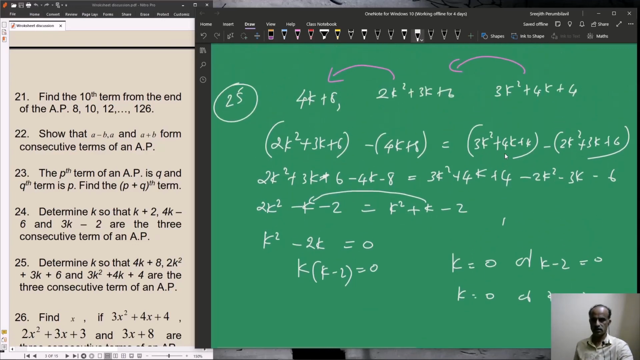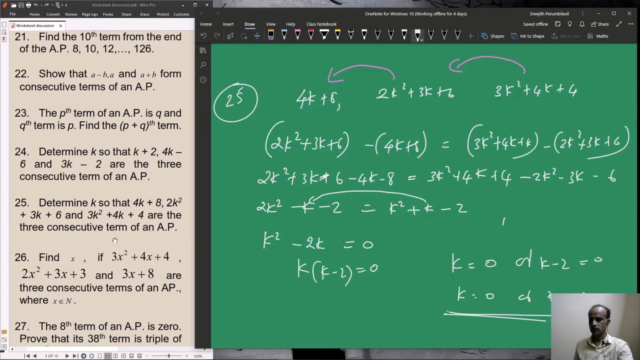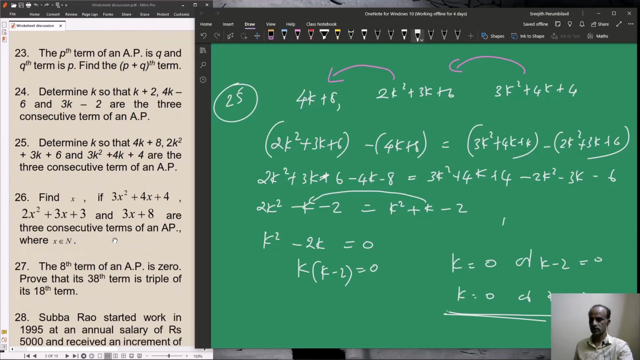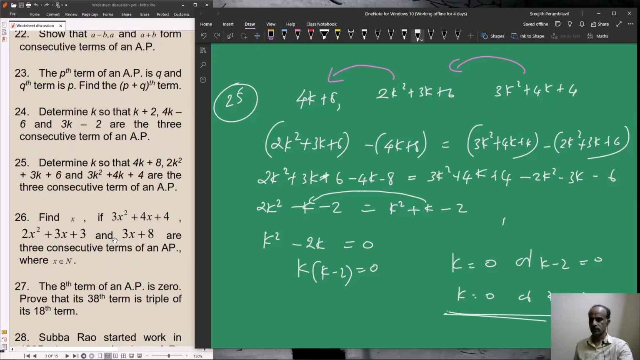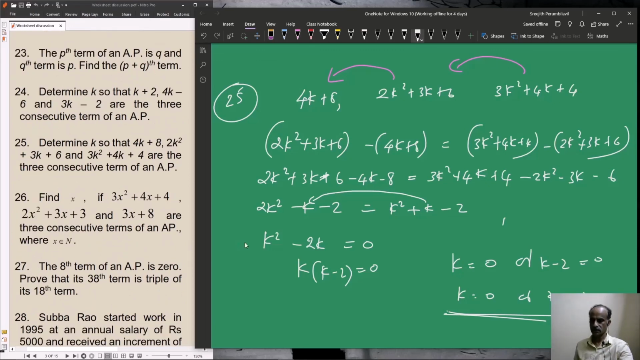Suppose k is equal to 0, what happens? This will be 8, 6 and 4. Substitute k is equal to 0 and k is equal to 2, you will get two different sequences. So the value of k is equal to 0 or k is equal to 2. Similarly, you can attempt question number 26, which is the same type of question.